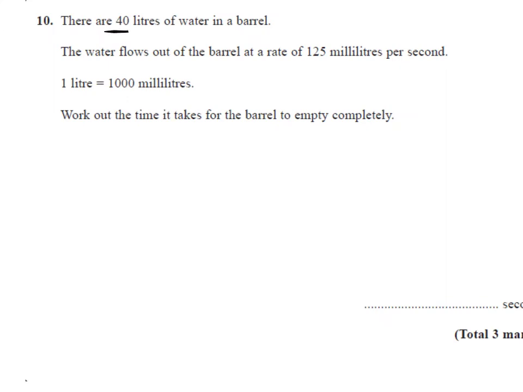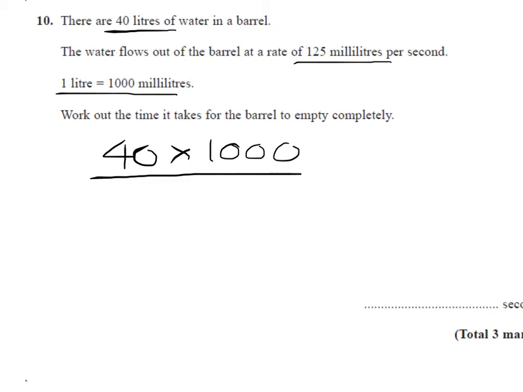So you've got 40 litres of water. It's flowing out at 125 millilitres per second. How long is it going to take to empty? Well, we can't divide 125 into 40 because the units are different. But I've been given a unit conversion, so I can convert my litres into millilitres by multiplying by 1,000.